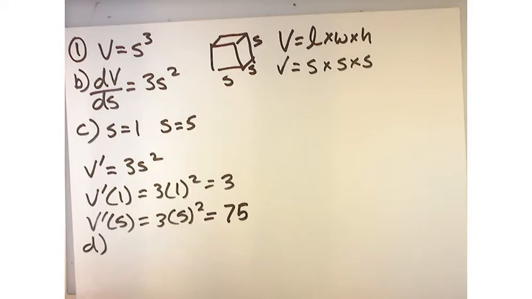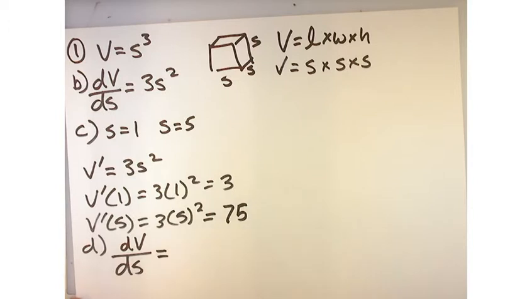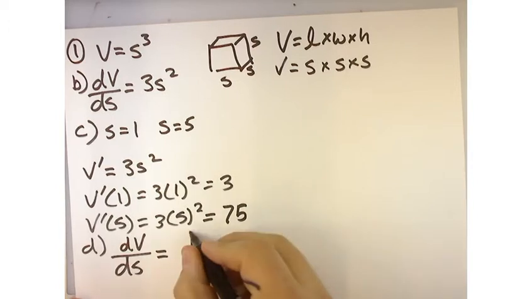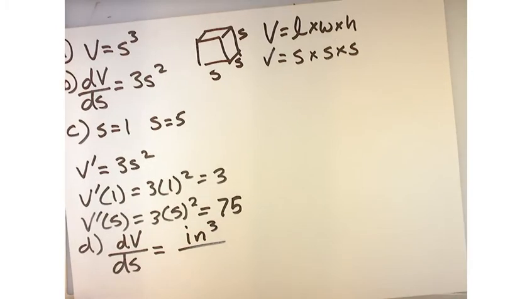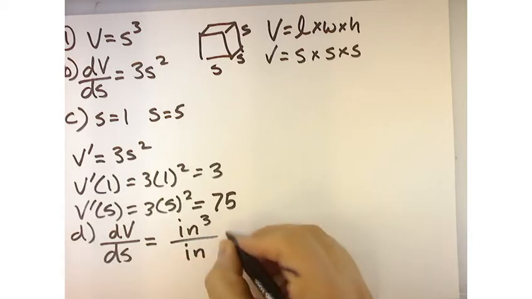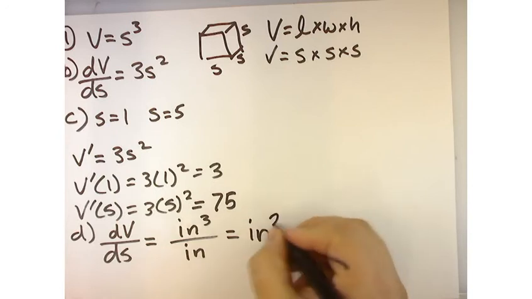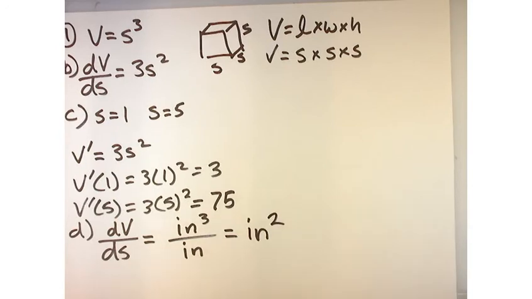Okay. Part D says, if S is measured in inches, the volume is measured in cubic inches, what units would be appropriate for the change in volume, for dV/dS? Well, what is the volume in? Cubic inches. Inches cubed, right? What is the side length measured in? Inches. So what's inches cubed over inches? Inches squared. That's pretty much it.